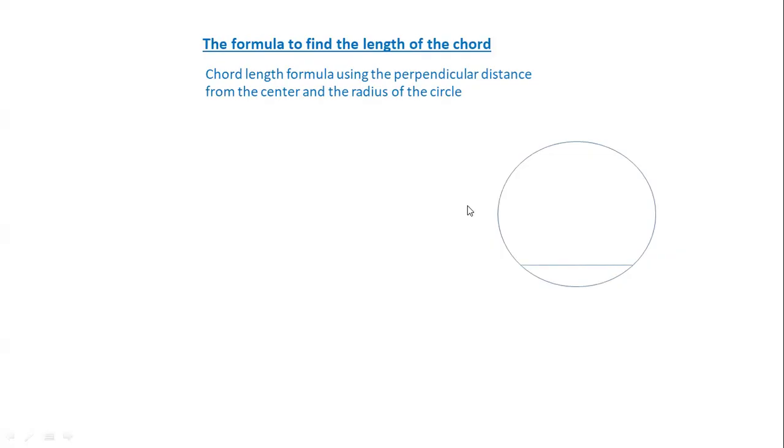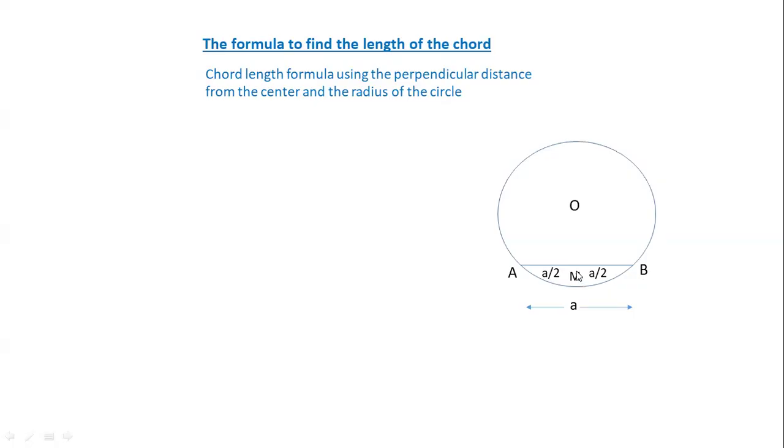Circle. This is a chord. Let's name the chord as AB. O is the center of the circle. The length of the chord is A. M is the midpoint of the chord. Because it's the midpoint, it is dividing the whole chord AB into half. So AM is A by 2 and MB is also A by 2, because the total length is A.